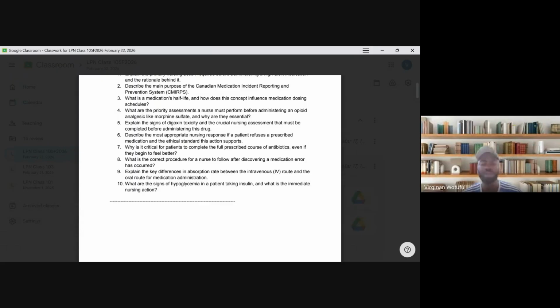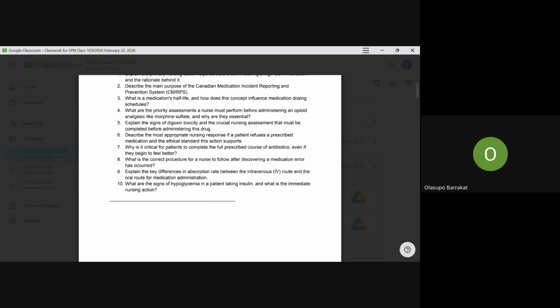What do you do? The first thing you check, assess the patient. What does this mistake cause, right? After assessing, what do you do? You document. After documenting, you complete the incident report, right? Are we together on that? Yes. Okay.